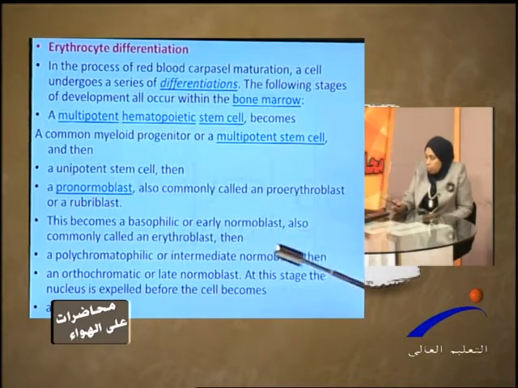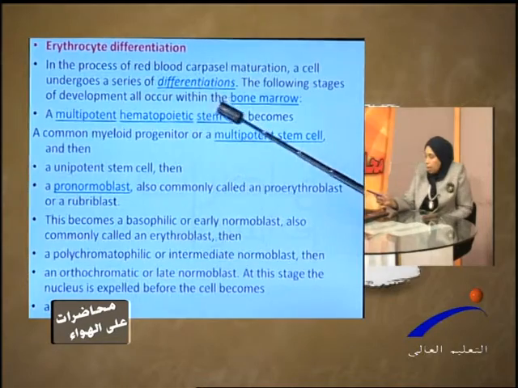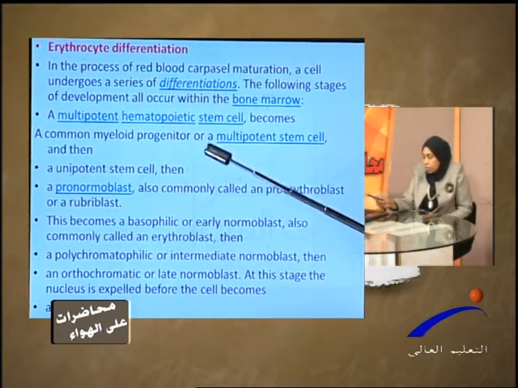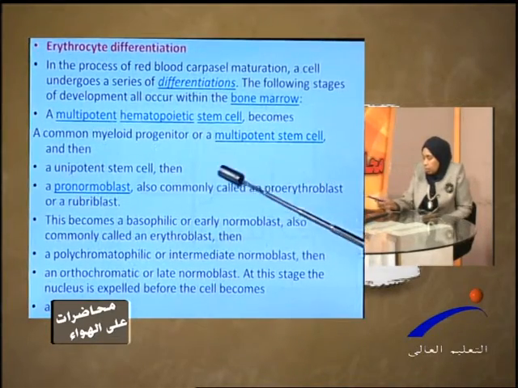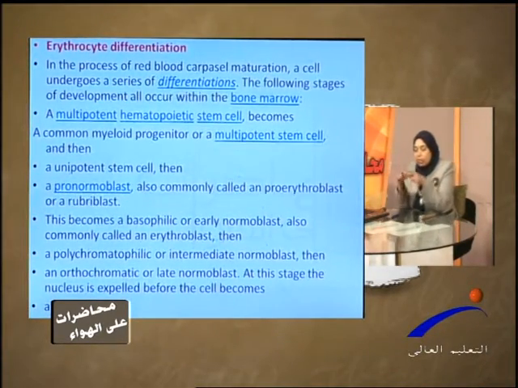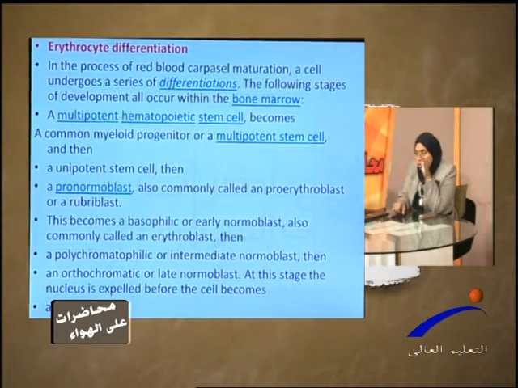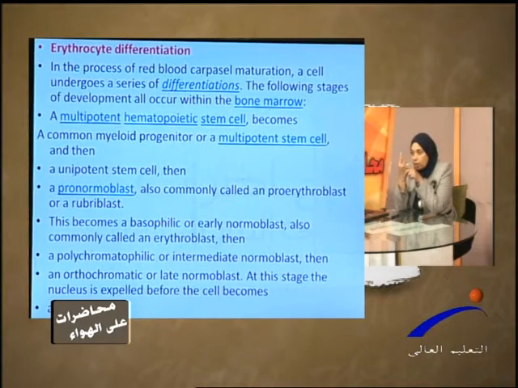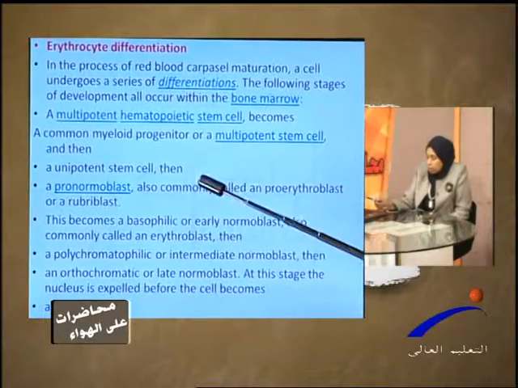So the stem cells pass to the multipotent hematopoietic stem cell, which becomes a myeloid progenitor. The multipotent stem cells after that become unipotent stem cells. Multipotent can give rise to several kinds of cells. Then it commits to become unipotent. Unipotent means that it gives only one kind of cell.